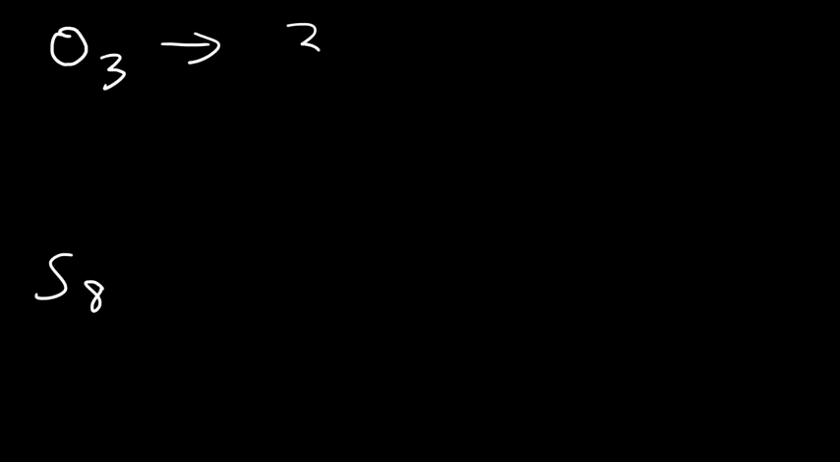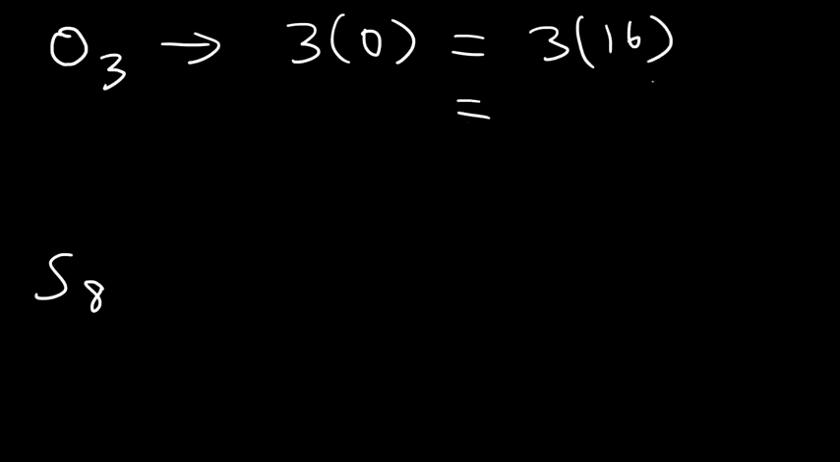O3 contains 3 oxygen atoms. Now, if you go to the periodic table and look for the average atomic mass of oxygen, you're going to see two numbers, 8 and 16. The larger of these two is always the molar mass. So the atomic mass of oxygen is 16. If you multiply by 3, that's 48. So the molar mass of ozone, O3, is 48 grams per mole.